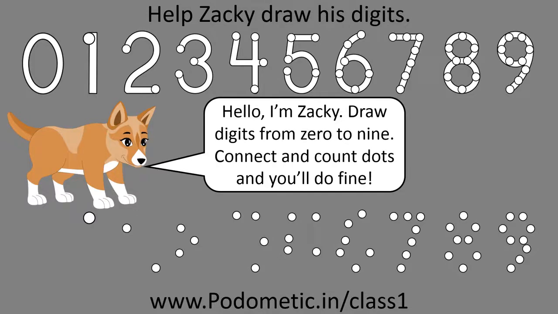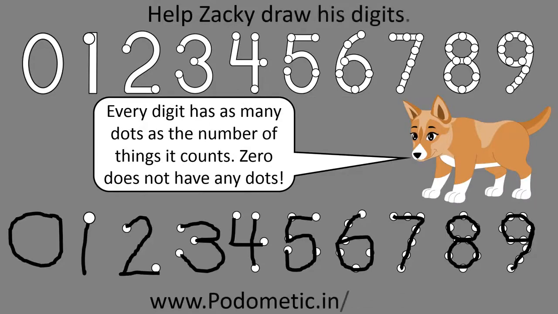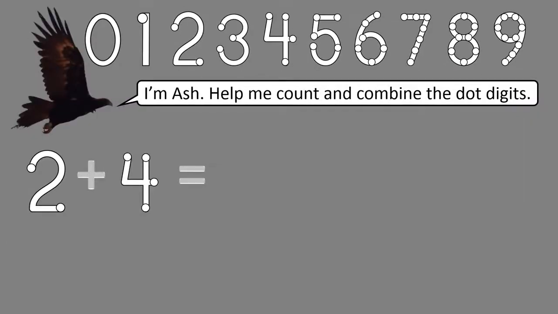So I've gone back to the slide here, and it's just a fun game of dot to dot that helps the children to start to draw the digits. As you can see, the drawing of the digits will be a lot of fun for the children. So here we've got Ash the Eagle. I'm Ash. Help me count and combine the dot digits.